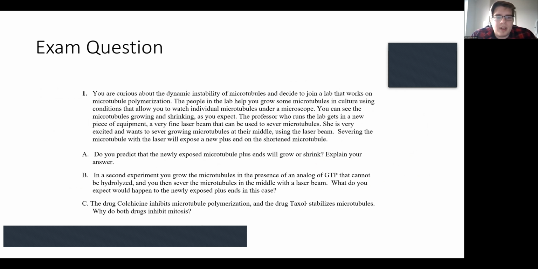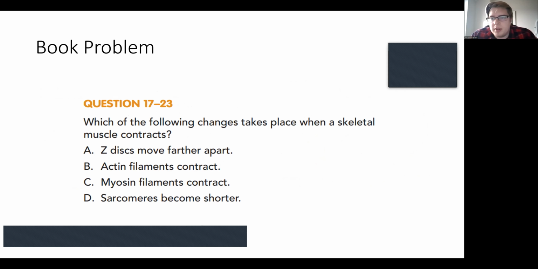All right. So then this is the book question I chose. Once again, not a super great book question, but yeah. So, which of the following changes takes place when a skeletal muscle contracts? Z discs move farther apart. That doesn't make a whole lot of sense, because we're contracting a skeletal muscle, contracting means it's getting shorter. So the Z discs should move closer together.